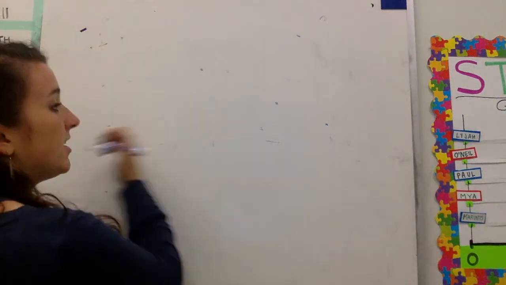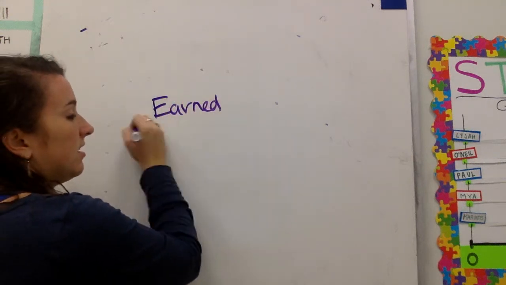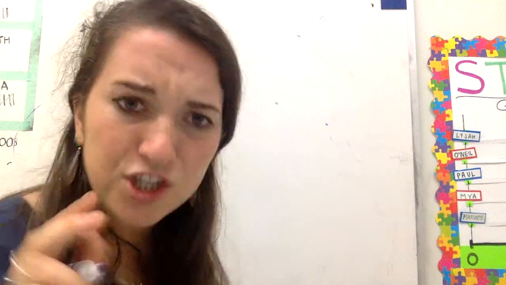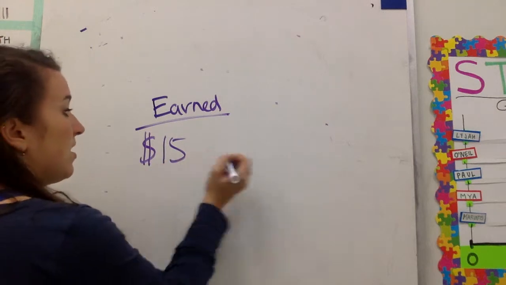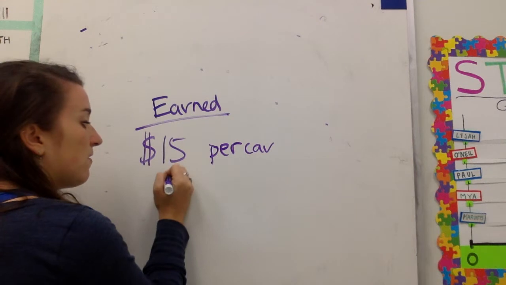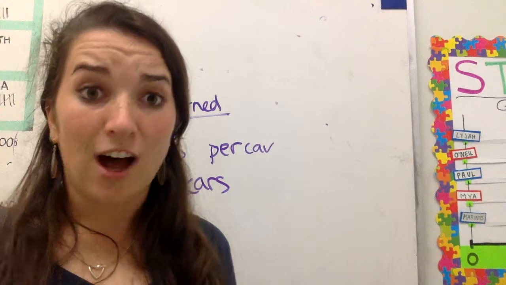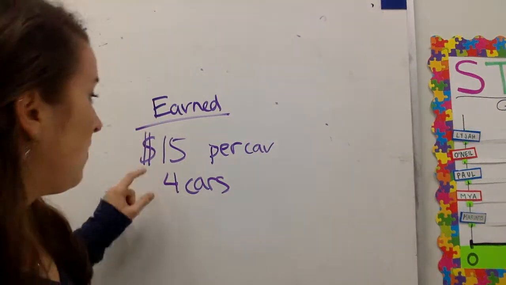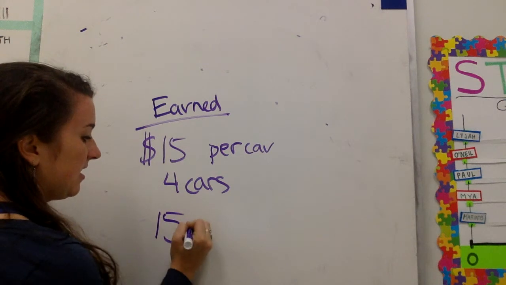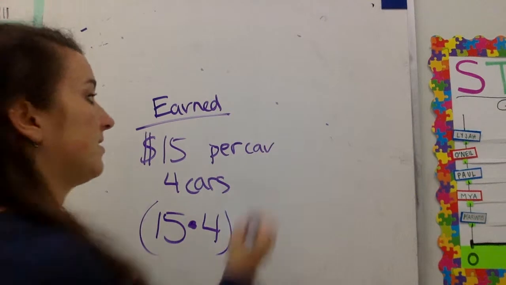All right, so she earned a certain amount of money washing cars. She earned $15. I'm going to write this down. Earned $15 for, how many cars did she wash? She washed 4 cars. So $15 per car, and she washed 4 cars. For each car she washed, she earned $15. We'll keep adding 15 4 times. Adding 15 4 times is the same as saying 15 times 4. So she earned 15 times 4.